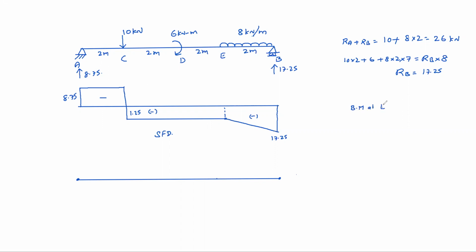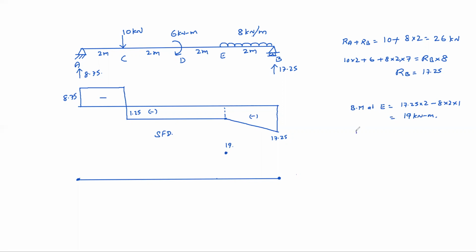Bending moment at E. Take right side, easy. Right side, anti-clockwise positive. That means 17.25 into 2. Clockwise negative, minus 8 into 2 into 1. How much? 35 minus 16. Is it 19? Kilonewton meter, 19. Is it okay? Yes, sir. 19, positive side. So, positive 19. Let it be here. Here 0, here 19, here 0.